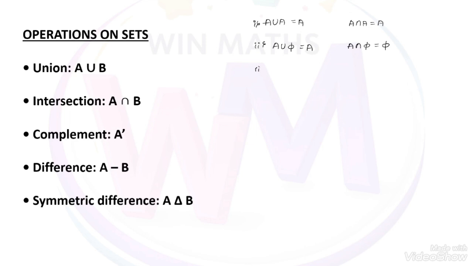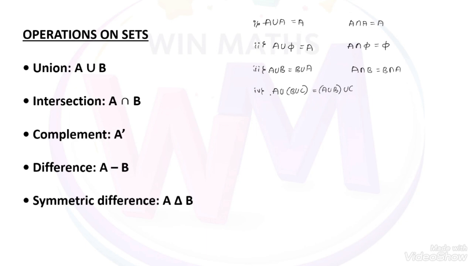Then the third one is the commutative property, that is A union B is equal to B union A. While exchanging the elements, again we arrange them in the same manner. A union B is equal to B union A. For intersection, A intersection B is equal to B intersection A. Next, the associative law: A union (B union C) is equal to (A union B) union C.